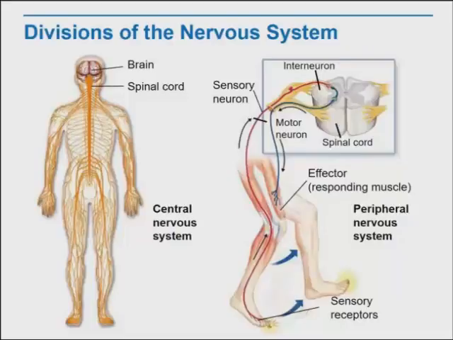This enables precise control of body systems in the same way that using both the gas pedal and the brake enables a driver to control the speed of a car. In general, the sympathetic system prepares the body for intense activity, the fight or flight reaction. The parasympathetic system produces the rest and digest response.